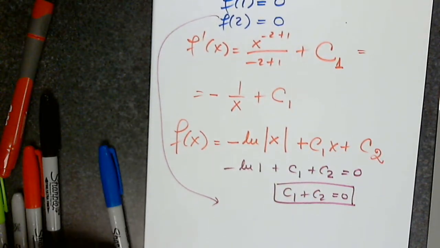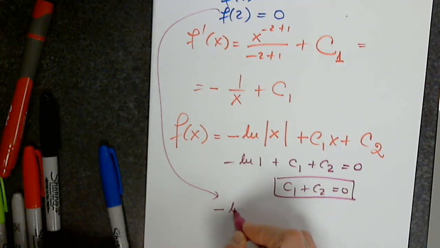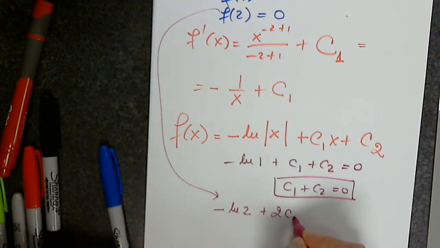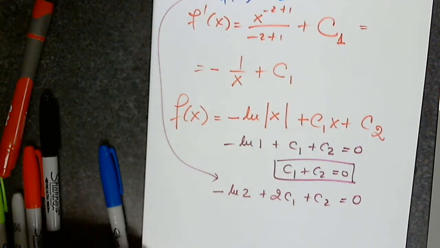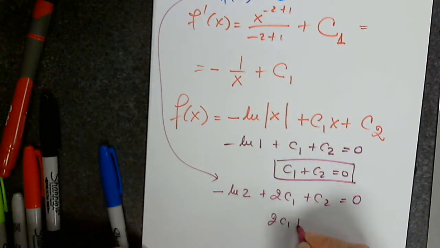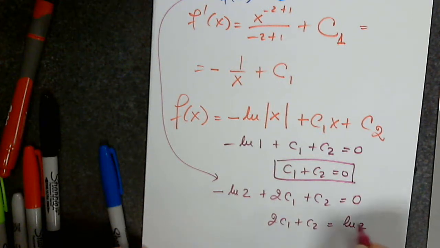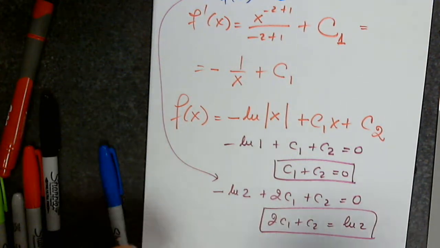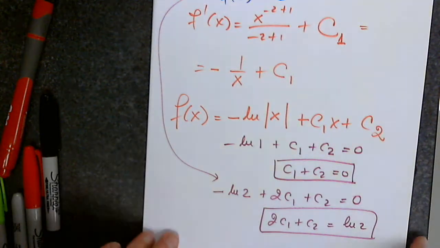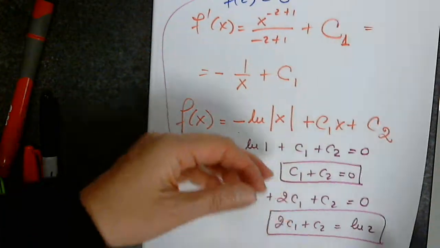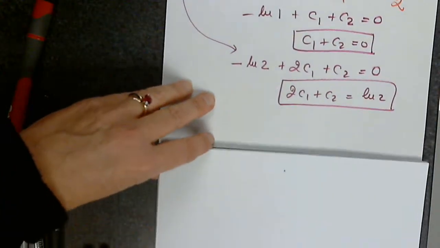I am told f of 2 is 0. Negative natural log 2 plus 2 c1 plus c2 equals 0. So here's my second equation: 2c1 plus c2 equals natural log 2. I have two conditions. It's a system of two linear equations, and I will use elimination or substitution. It doesn't matter. I am for now going to copy the system on the next page.